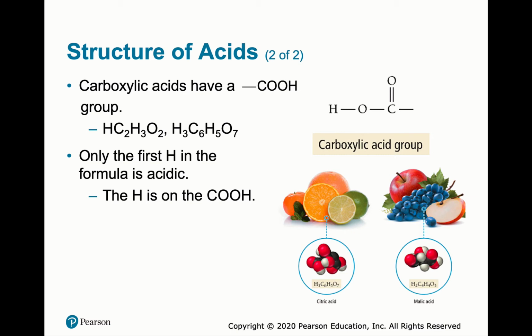This carboxylic acid group, the COOH, that is the carboxylic acid group. And the first hydrogen in this formula is the one that's acidic. We'll learn about this later, but not every hydrogen is an acidic hydrogen. The acidic hydrogen is the one that's relatively weakly bound, and so that's the one that'll pop off. The hydrogens attached to the carbons are not acidic, but the hydrogen attached in the carboxyl group, or carboxylic acid group, that is an acidic hydrogen.